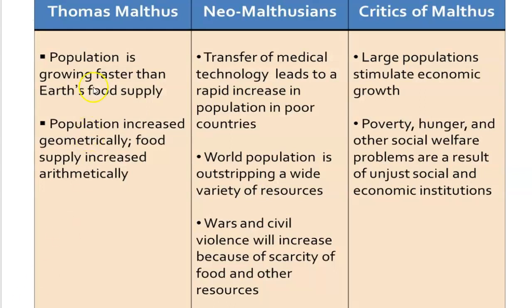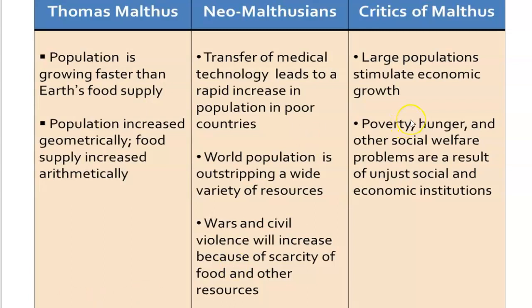So remember, Thomas Malthus is the person who put forth this theory, this Malthusian theory. And the idea here is that population is growing faster than the Earth's food supply, and that population increases geometrically while food supply increases arithmetically. Looking at neo-Malthusians, they still believe that there's some relevance in what Thomas Malthus put forward, but they look at it a different way. So there's a transfer of medical technology that's led to a rapid increase in the population in poor countries. The world population is outstripping a wide variety of resources, and wars and civil violence are going to increase because of the scarcity of food and other resources.